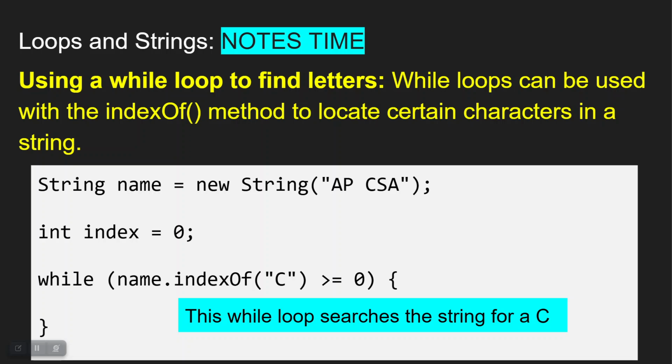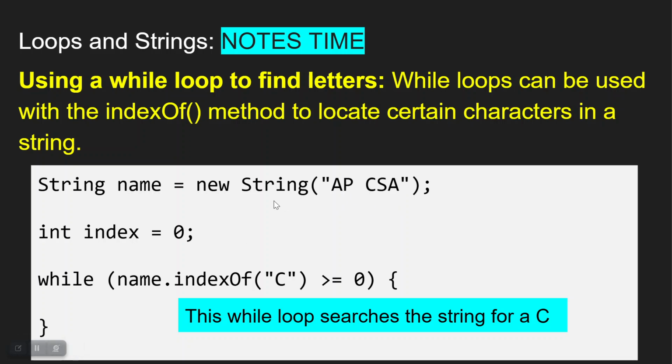There are a lot of different ways that you can use loops and strings. One common way is using a while loop in order to find letters. While loops can be used in combination with the indexOf method to locate certain characters in a string. So let's say, for instance, that you were looking for a letter C in a string. Here we've got our string object name, and it's AP CSA. And let's say we wanted to use a while loop to find whether or not this has a letter C in it, or where it is.